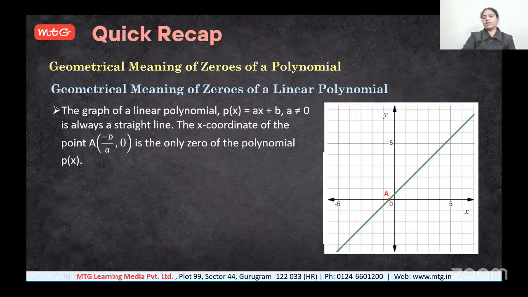So here you can see you have a graph. This is a linear graph, and this graph is cutting the x-axis at a point A. At this point A, whatever your x-coordinate is, suppose it is (x, 0). Now the 0 of this polynomial is going to be this one. If the polynomial graph is being given with an expression ax plus b, then this point is going to be (minus b by a, 0). So what is the 0 of this polynomial? Minus b by a.